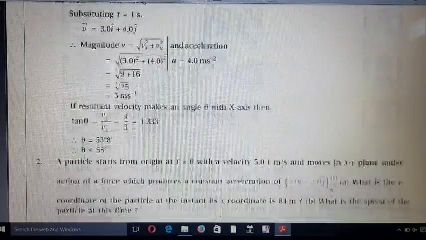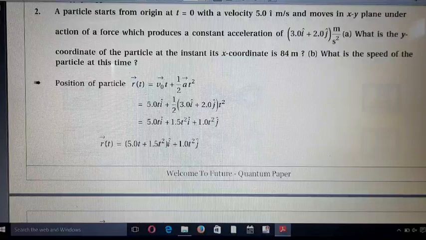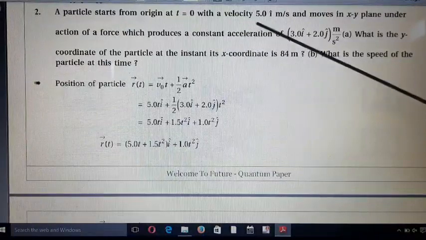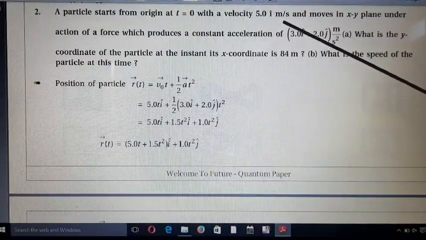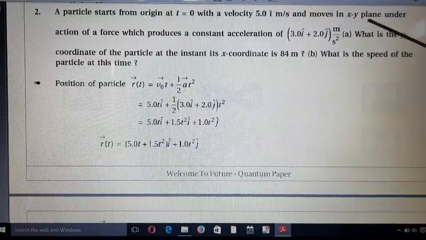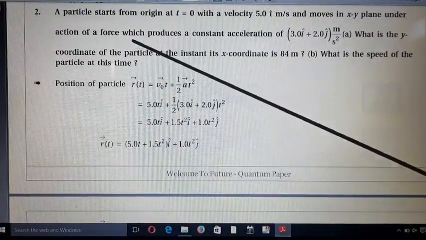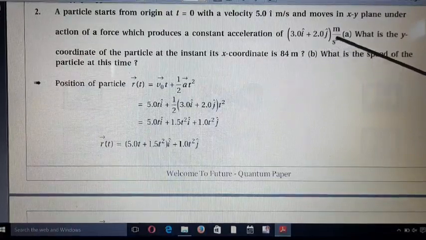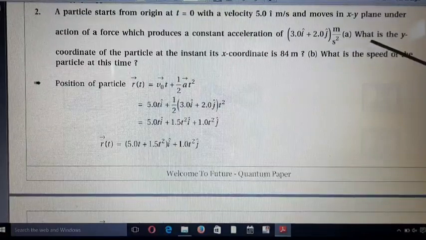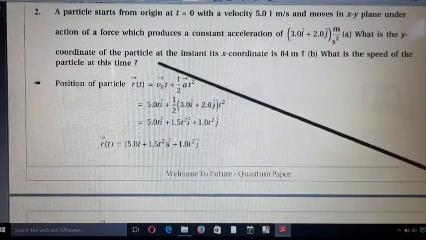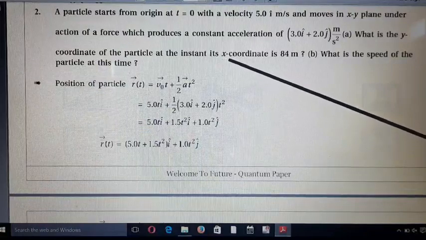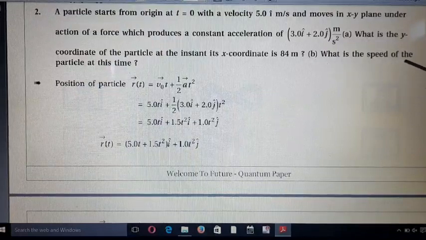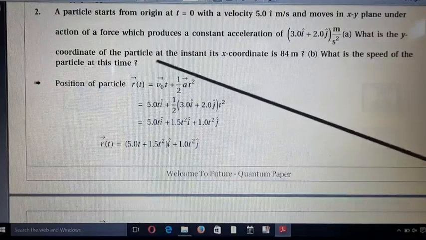Our next example: a particle starts from the origin at t = 0 with a velocity 5 i-caret meter per second and moves in the xy plane under the action of a force which produces a constant acceleration of 3 i-caret + 2 j-caret meter per second square. First, A: what is the y coordinate of the particle at the instant its x coordinate is 84 meter? And B: what is the speed of the particle at this time?